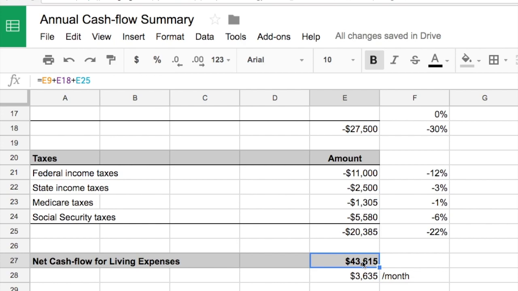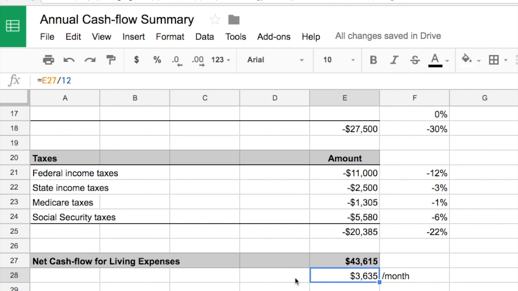Now, in addition, what else can you do with this? This number here, $3,635 per month, you can track that on an annual basis, and it will change. But once you've got two to three years, and unless something drastic in your lifestyle has changed, you've got a pretty good picture of what it takes to live your current lifestyle.